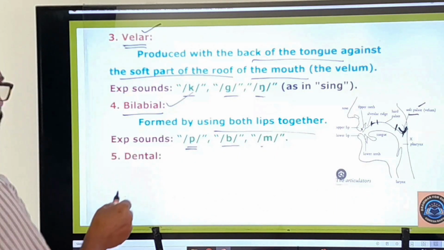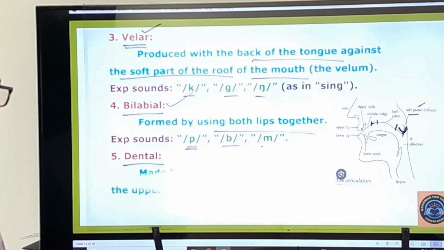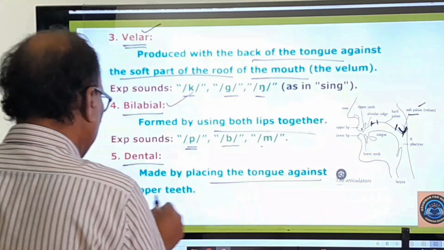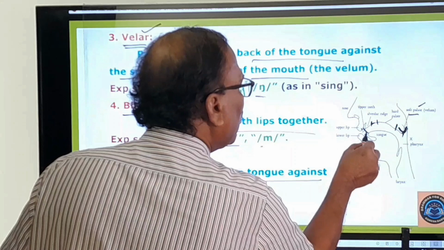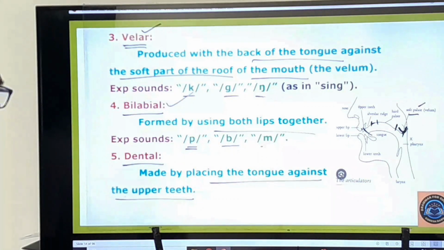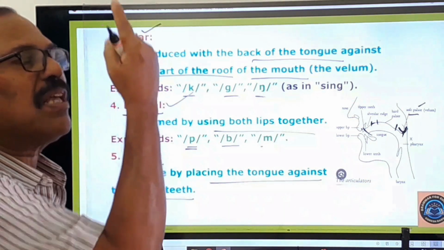And here you pay attention: dental. Dental means made by placing the tongue against the upper teeth. So the tongue touches the upper teeth. In the production of these consonantal sounds, the tongue will touch the upper teeth.